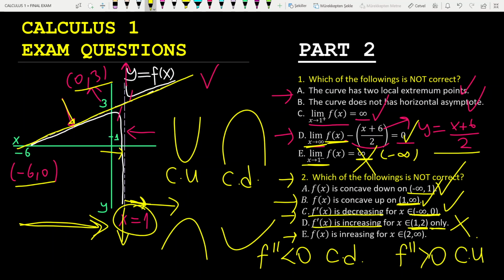Let's look at the last choice, E. f is increasing for this interval. Let's look at the graph from 2 to infinity. From 2 to infinity, yes, the function increases. This is why that one is also correct. Let's look at other questions.